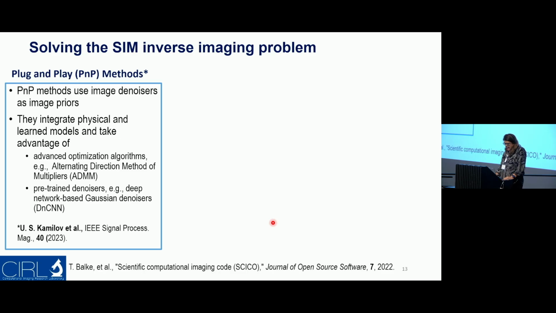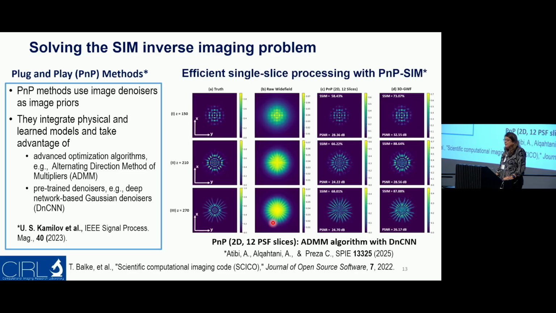So we have applied plug and play based on ADMM algorithm and DnCNN to structured illumination microscopy. We think this is the first time that this was used in SIM. And here I just show you some results that we reported recently at Photonics West. These are different sections that are being processed by a 2D plug and play method, and we're comparing the results that we obtained here in this column to the results that you can obtain with a full 3D processing with the generalized Wiener filter.